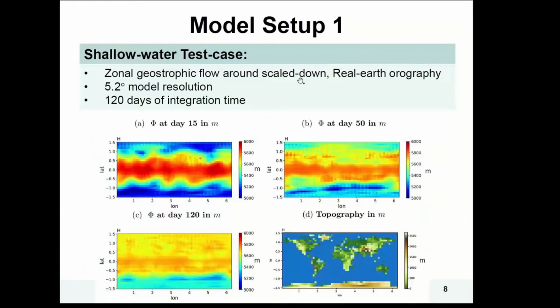And our model setup or test case is zonal geostrophic flow around the scaled down real Earth topography. For the first case, we just used a 5.2 degree model resolution and 120 days of integration time. And you can see snapshots of fluid thickness for several days, like after 15 days, 50 and 120. And in the absence of potential energy restoring, you see that the flow is slowly decaying.